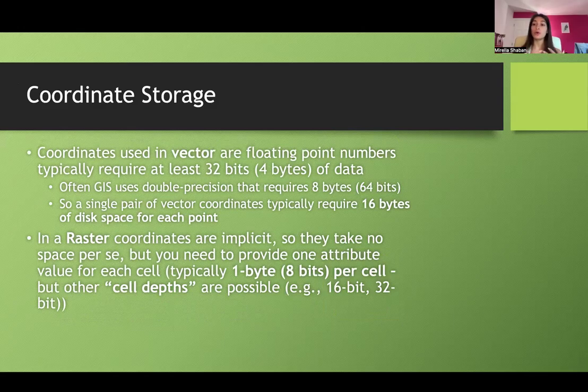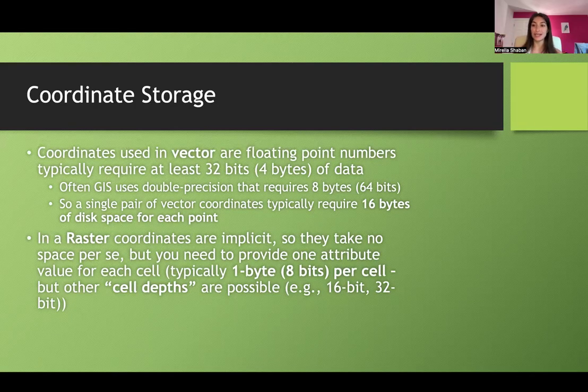Going over to talk about coordinates now. Coordinates used in vectors are floating point numbers, and they typically require at least 32 bits or 4 bytes of data. In a raster, the coordinates are implicit, so they take no space. However, you have to provide one attribute value per cell, because remember, a cell has one overall value for the entirety of that cell. You don't need to focus on the bits or the bytes in this.